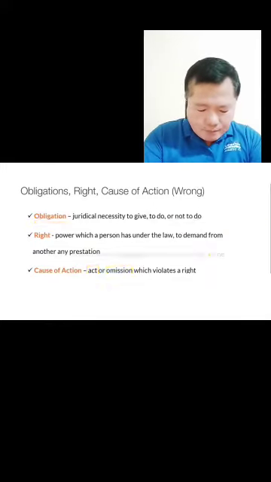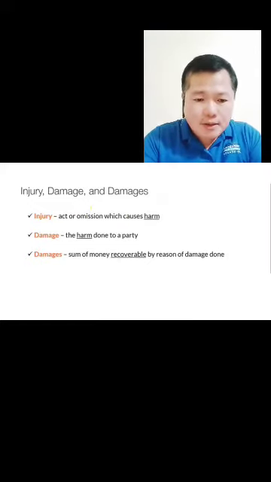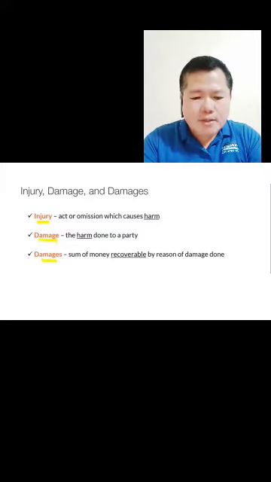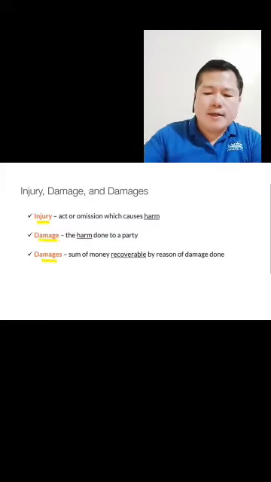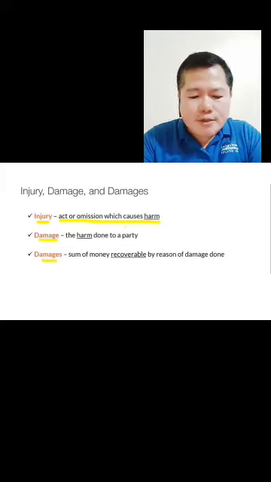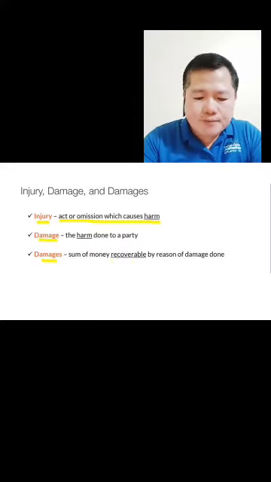So later on, we will illustrate some more to understand these terms. Then we have injury, damage, and damages. We have noticed there is a difference between damage and damages, yung mayroong S at walang S. But we'll start from the word injury. Injury is the act or omission which causes harm. Damage naman is the harm done to a party. While damages is the sum of money recoverable by reason of damage done.